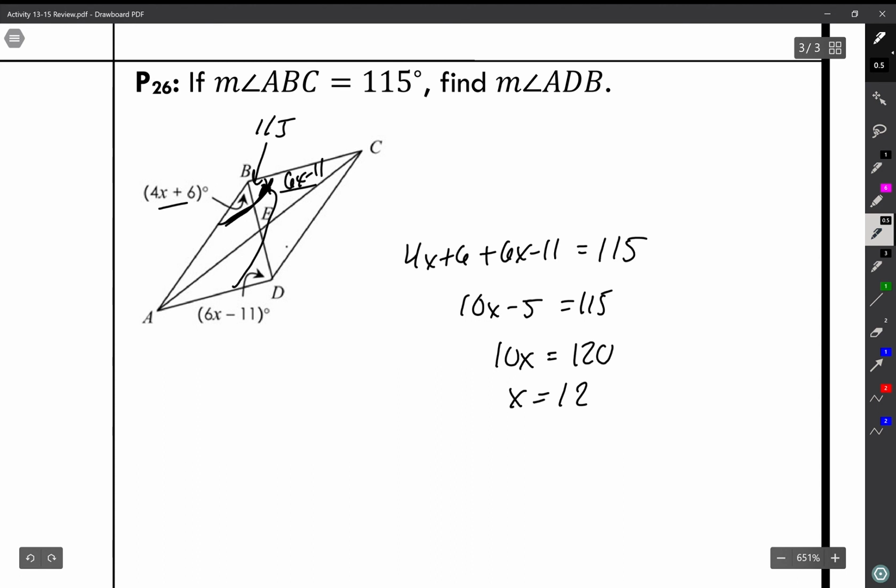Find the measure of angle ADB though. ADB is this angle right here, which is represented by 6x minus 11. So 6 times 12 minus 11 is 61 degrees.